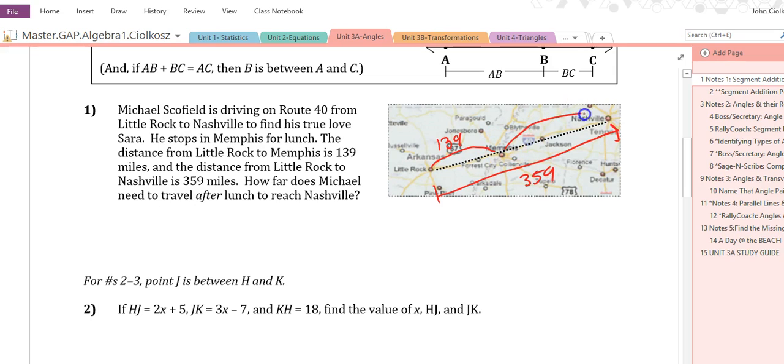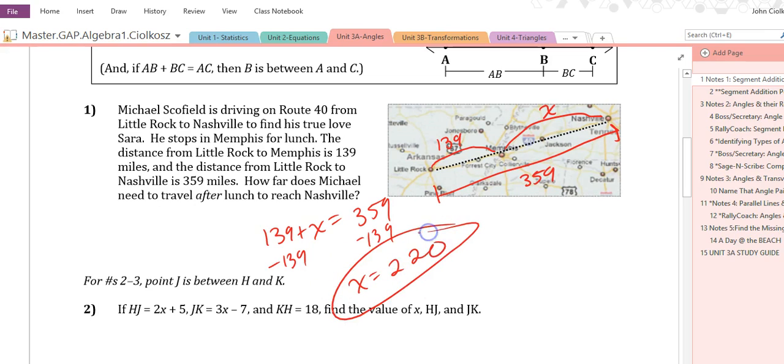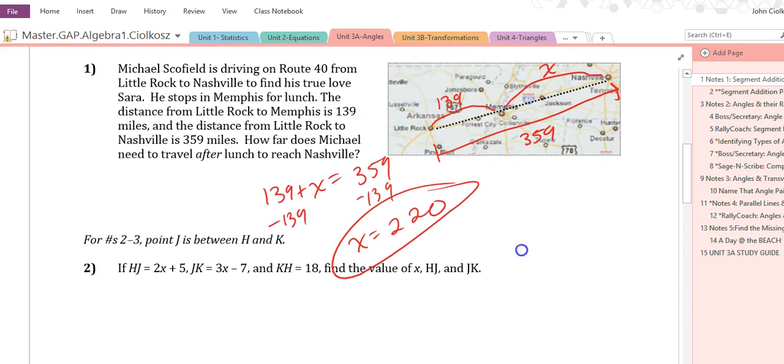So we're trying to figure out this distance here of x. So two small parts added together equal the whole. Subtract. Looks like that distance from Memphis to Nashville is about 220 miles.